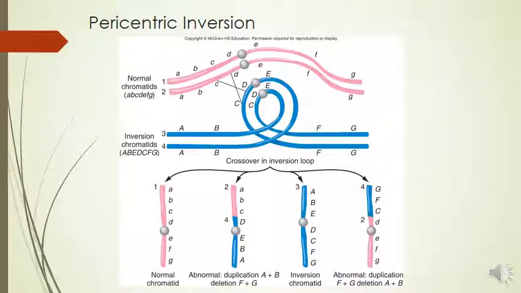Here we have pericentric inversion. A pericentric inversion in one chromosome leads to two chromatids with duplications and deletions, one normal chromatid and one inverted chromatid if a crossover occurs with the normal homologue.